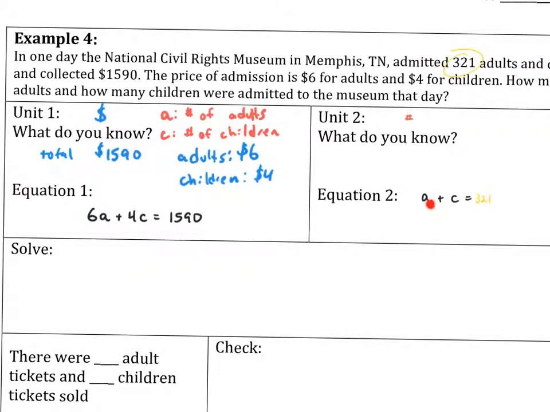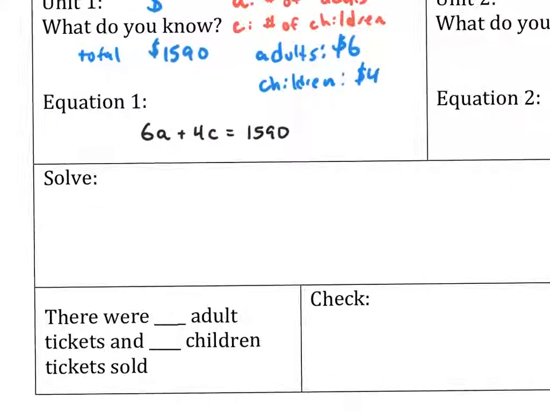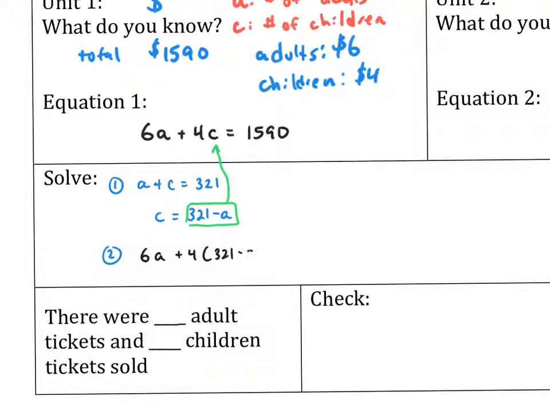Well, I need to get one of these variables by itself. If I try to get A by itself in the first equation, I have to divide by 6 eventually. Here, I have to divide by 4. But in either one of these, I don't have to divide at all. So, step 1 is I'm going to take A plus C equals 321, and solve for one of those values, and it doesn't matter which one. Now, step 2, I'm going to take that expression and plug it into C, not there, but right there. So there we go. 6A plus 4 times 321 minus A equals 1590.